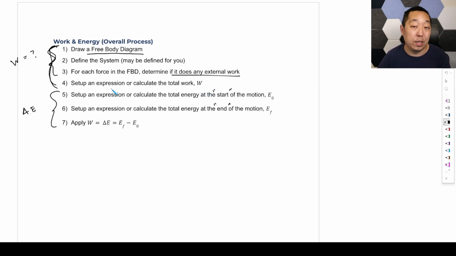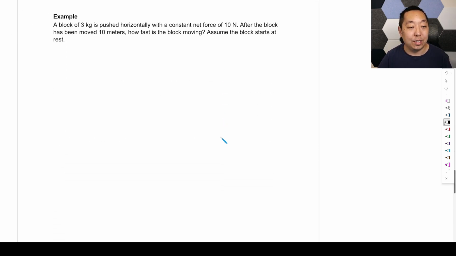Sometimes we might not be able to calculate it because it's something we're going to use to solve, so either an expression or directly calculate it. Then we're going to calculate the kinetic energy at the start of the motion, the kinetic energy at the end of the motion, and then apply this equation here. So let's see how that works.